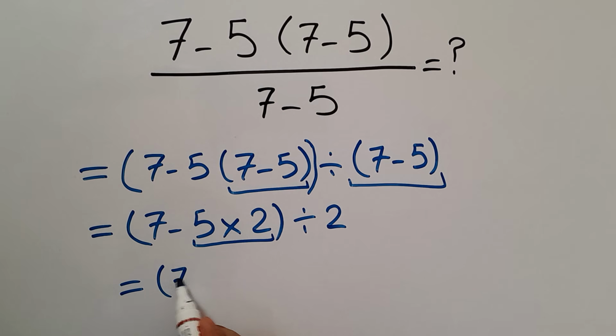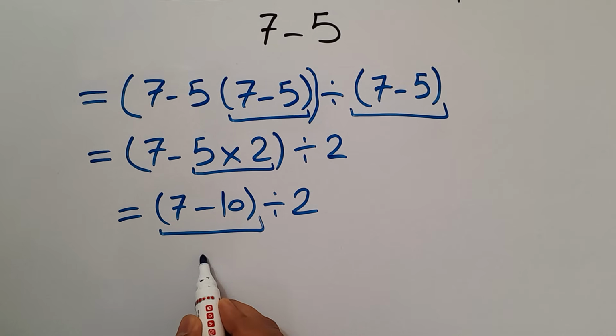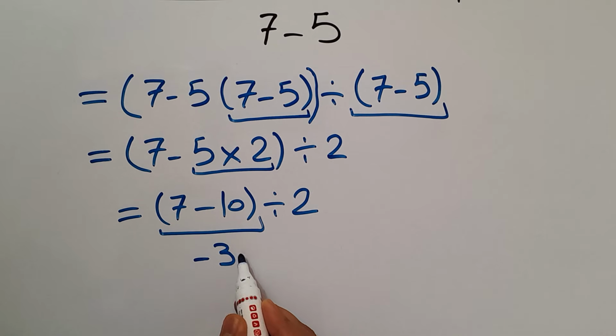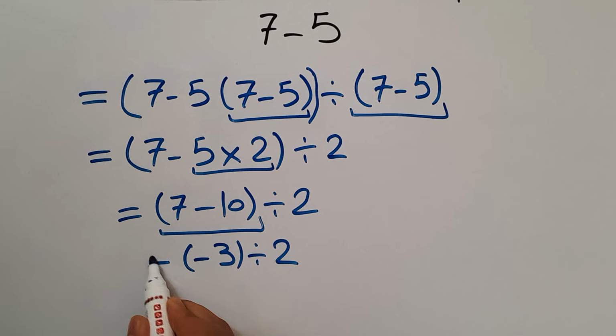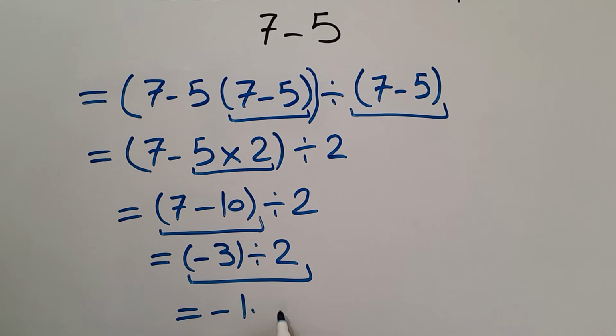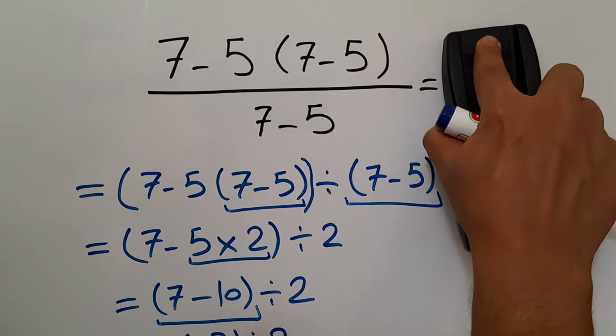So 7 minus 10 divided by 2. And 7 minus 10 equals negative 3. So negative 3 divided by 2, which equals negative 1.5. So our final answer to this problem is just negative 1.5.